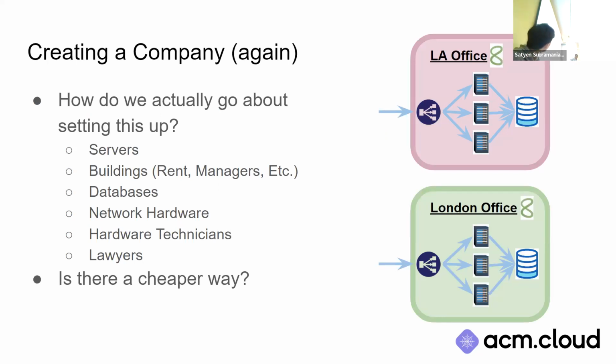Okay. So yeah, basically the idea here is that since we own this LA office and this London office, we're running into a high cost. We have to pay for the servers, the building, the databases, the technicians, any legal trouble that we run into, maintaining the rents, whatever, right? So what would the cheaper alternative be to physically owning these locations? Yeah, exactly. Is that what you're gonna say?